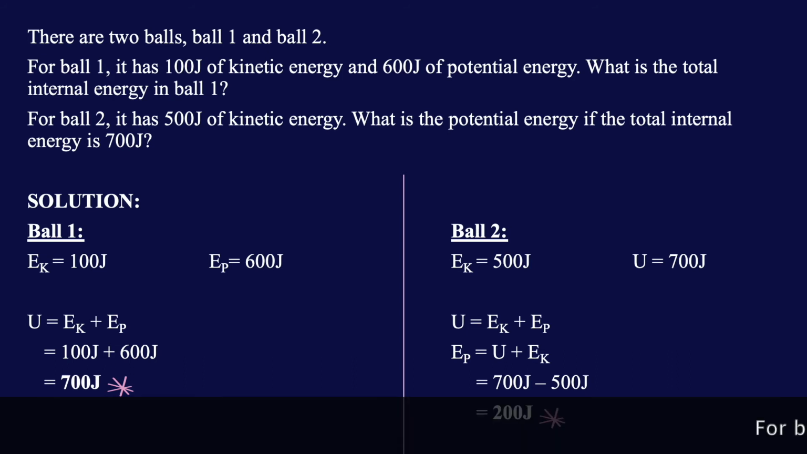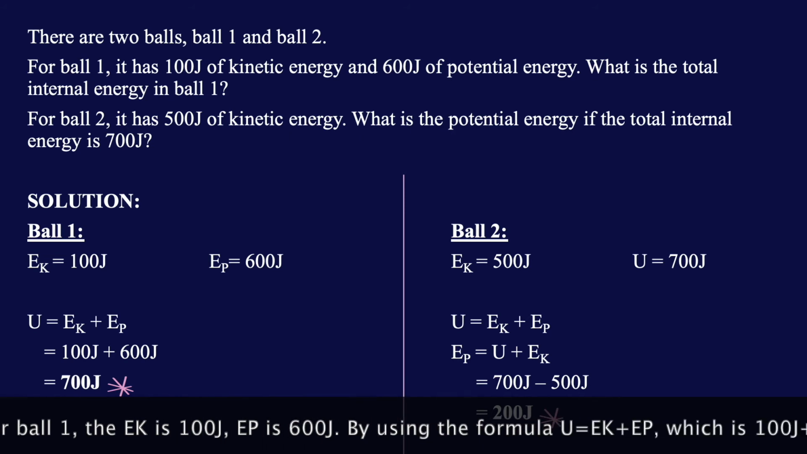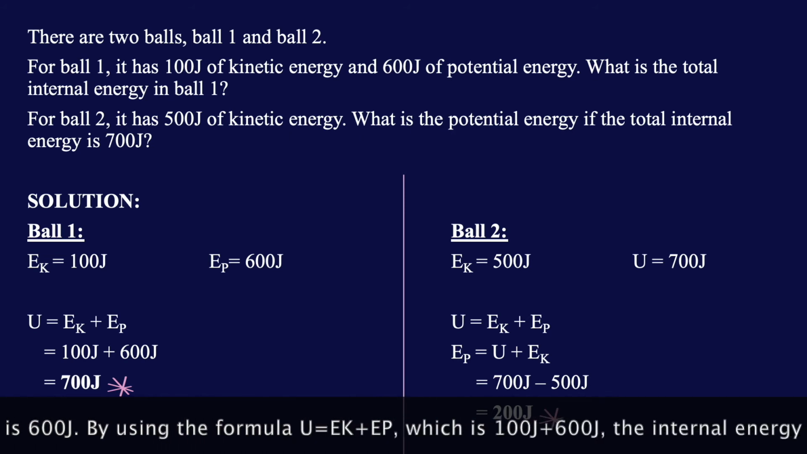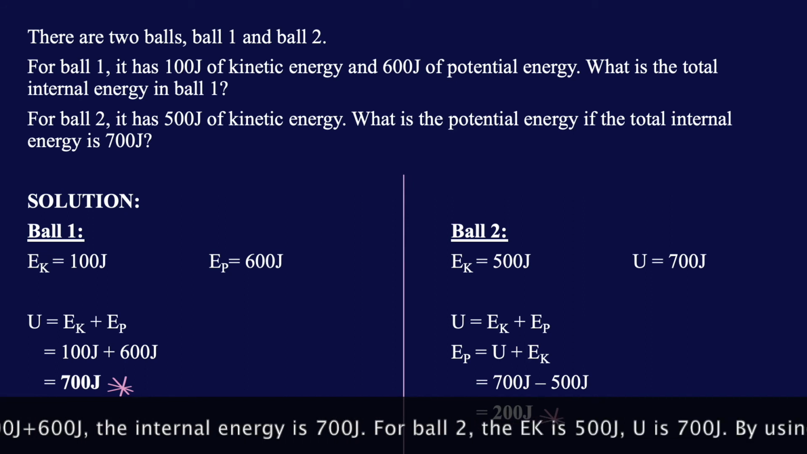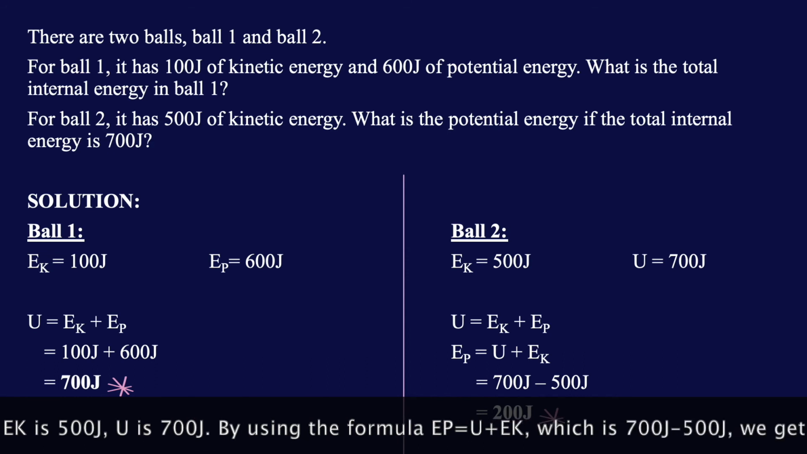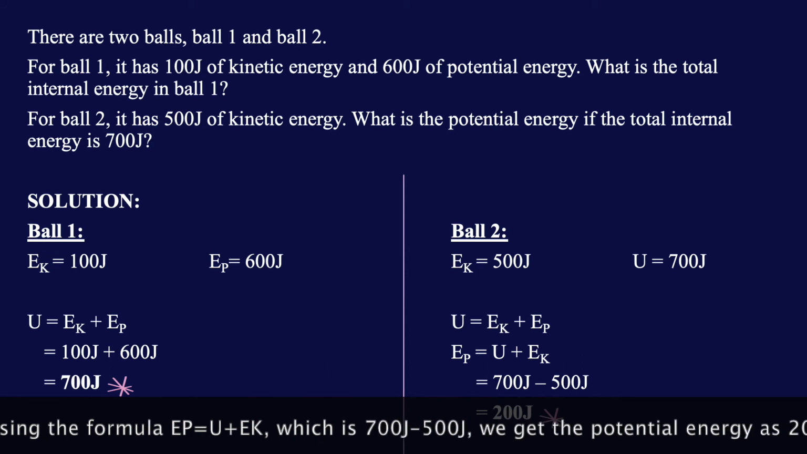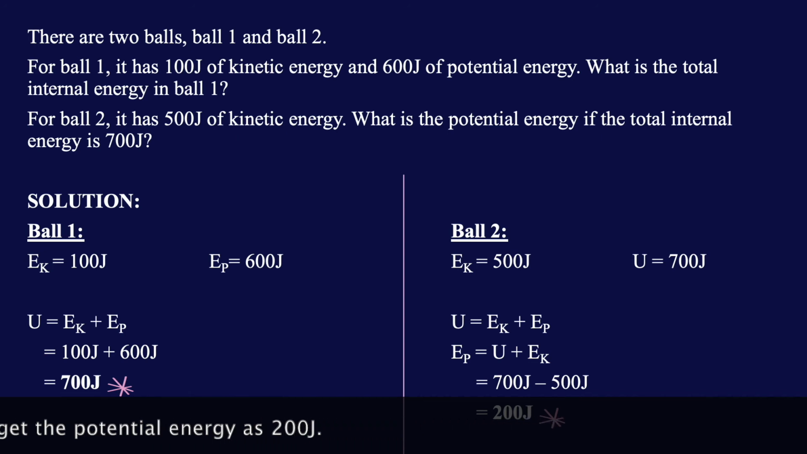For ball 1, the EK is 100 joule, EP is 600 joule. By using the formula, U equals EK plus EP, which is 100 joule plus 600 joule, the internal energy is 700 joule. For ball 2, the EK is 500 joule, U is 700 joule. By using the formula EP equals U minus EK, which is 700 joule minus 500 joule, we get the potential energy as 200 joule.